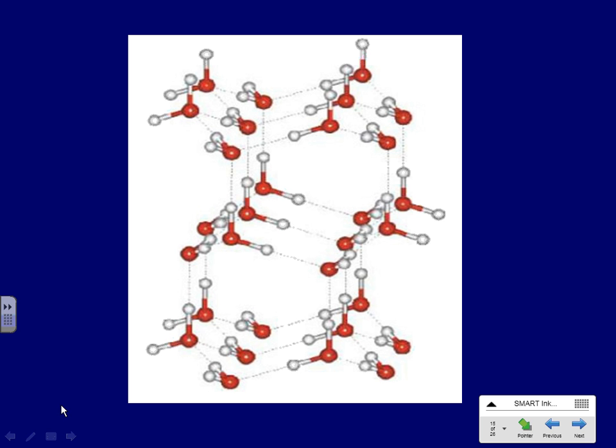In this case, we're looking at ice, and so if we were looking at the electrons, oh, that's turned back to green. Why isn't it yellow anymore? It's kind of bizarre.